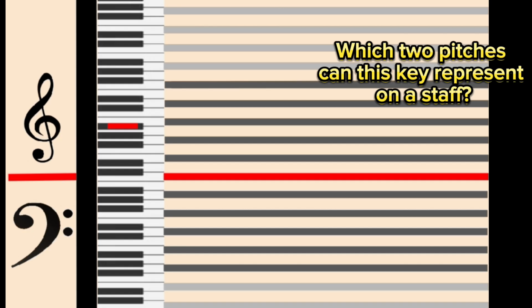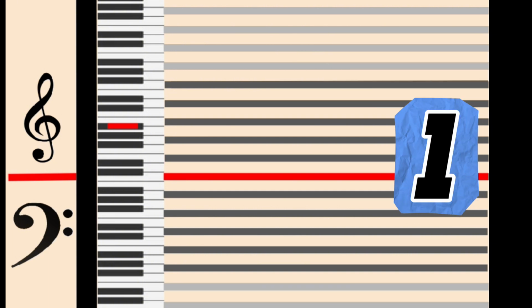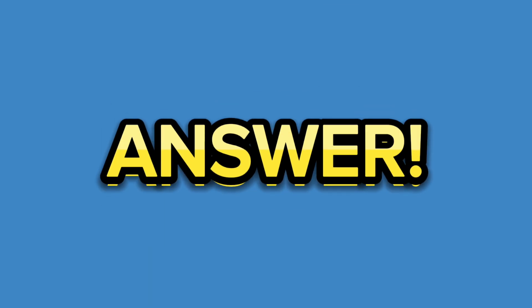Which two pitches can this key represent on the staff? First, identify the nearest two adjacent keys. Second, write the pitches to those keys on the staff. Third, write a sharp to the left of the pitch that goes up a semitone, and the flat to the left of the pitch that goes down a semitone.